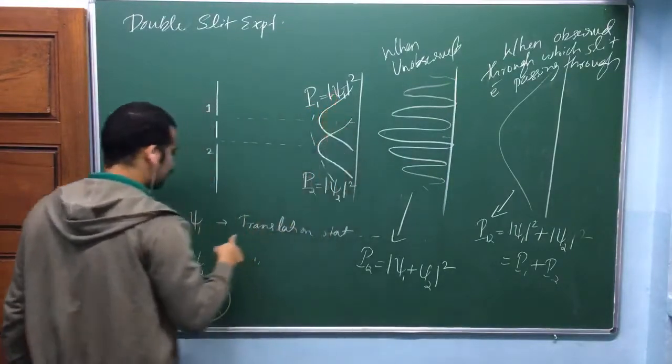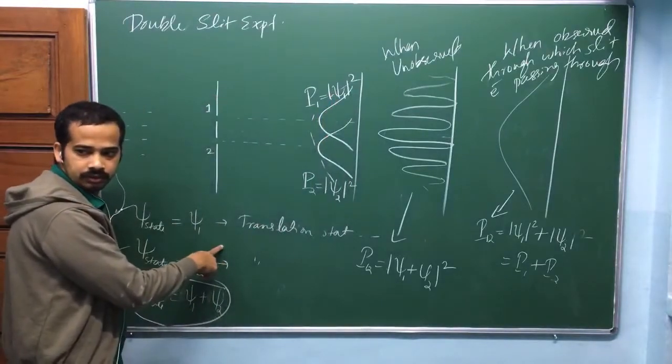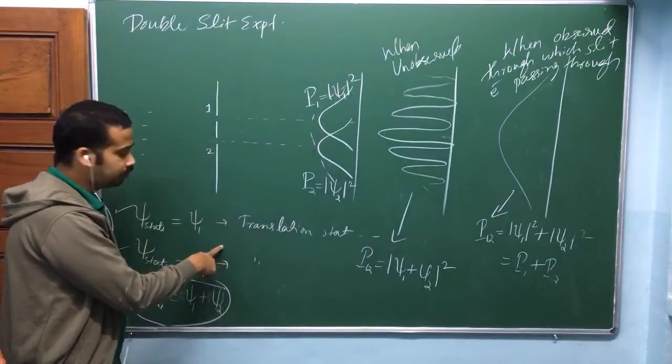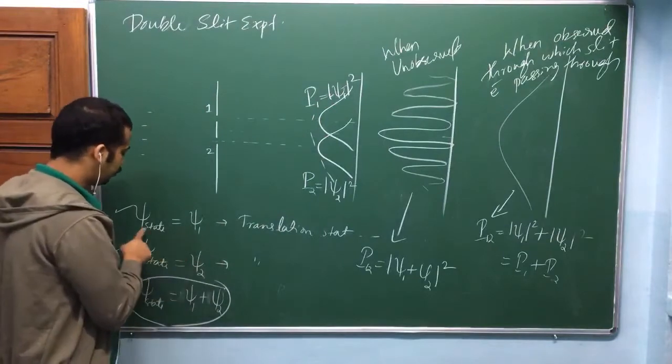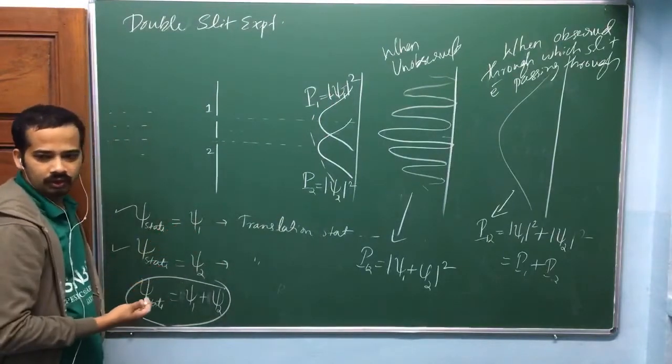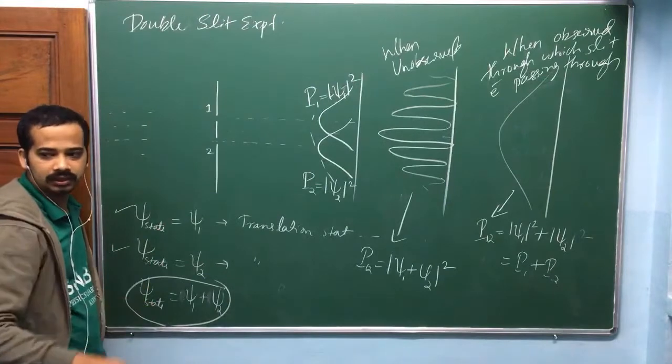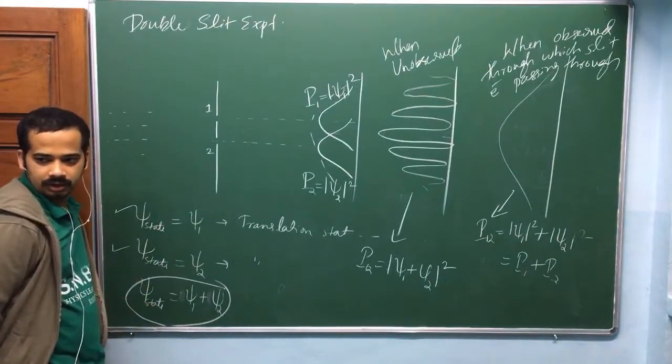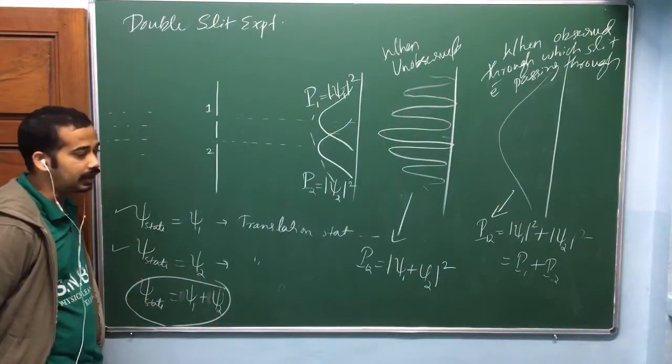Later, we said this is the translation state. He is asking why the state is mod psi1 square. Why can't you say mod psi1 square is directly the state? Mod psi1 square gives you probability, but that is not fundamental.